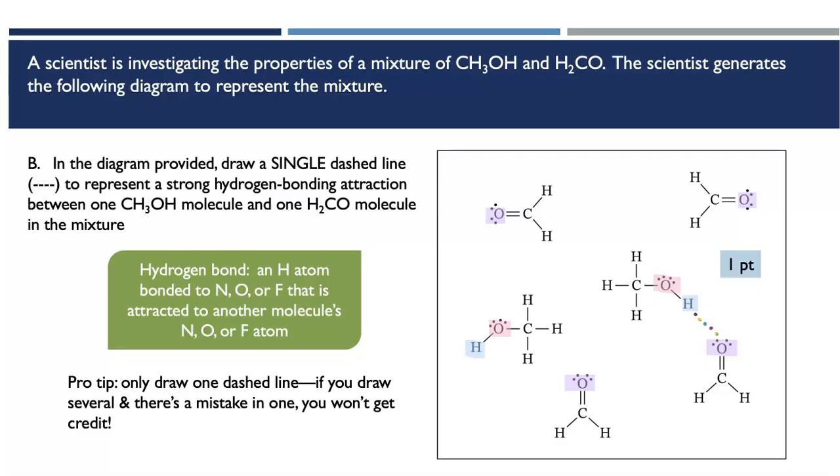Only draw 1 dashed line here because if you draw more than 1 and it's a mistake, you don't get credit. The other common thing that happened with this particular question is that the hydrogen bond had to be between a methanol molecule and a formaldehyde molecule, between 2 different molecules. Don't add water, don't have it to the other methanol molecule. You needed to have the 2 different kinds of molecules interacting. So be careful about those details.